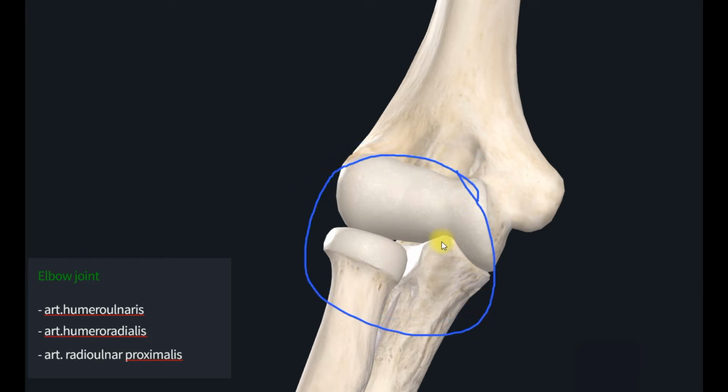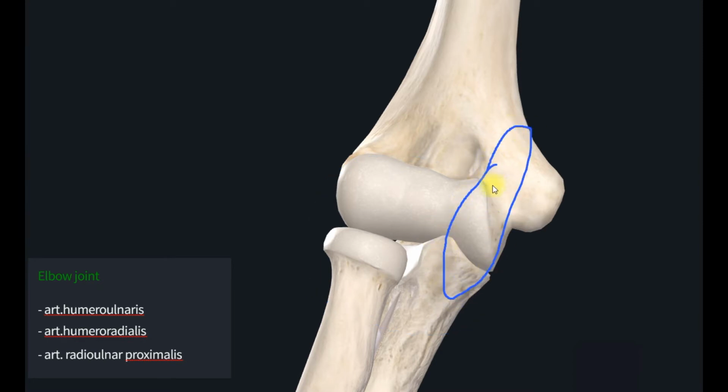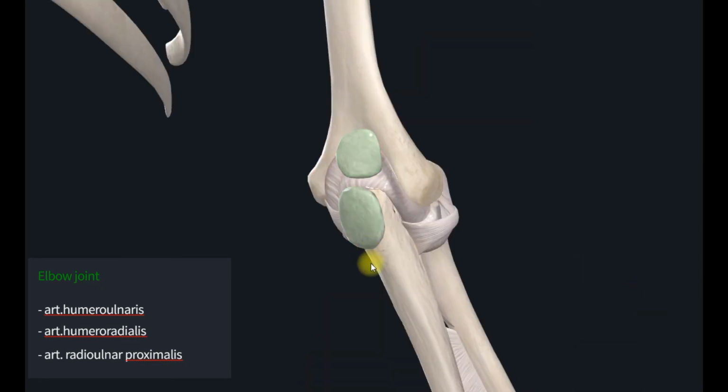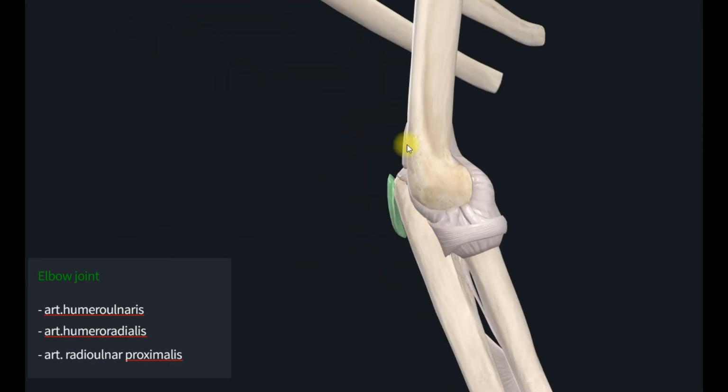If we talk about the elbow joint together, it is a modified hinge joint, but the humero-ulnar joint is trochlear, the humero-radial joint is ball and socket, and the proximal radio-ulnar joint is cylindric. It also has the triceps subtendinous bursa and the olecranon subcutaneous bursa.